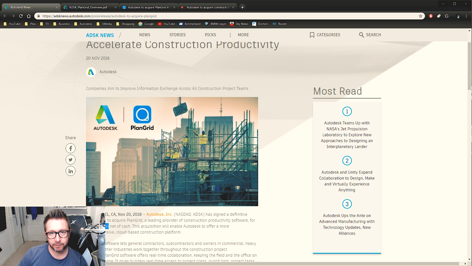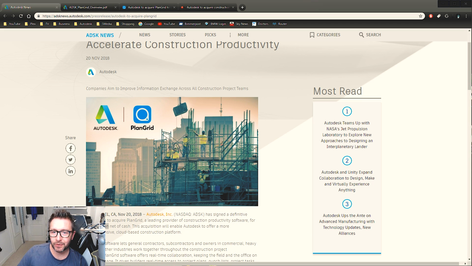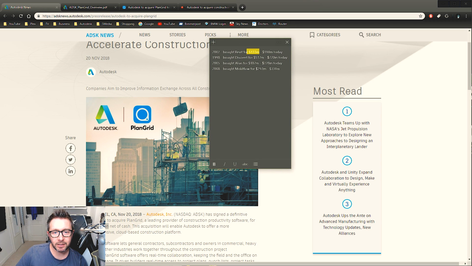That is Autodesk's biggest ever acquisition by a long stretch. To put that sum of money into context, that's more than Autodesk paid to acquire Revit, all of the Alias products, which was the Class A surfacing, Showcase, Maya, and also the Moldflow product line combined. I'm not joking. I've been trawling through the Autodesk press release page. They paid $133 million for Revit in 2002. That's $188 million in today's money. $182 million for Alias in 2005, and $297 million for Moldflow in 2008.